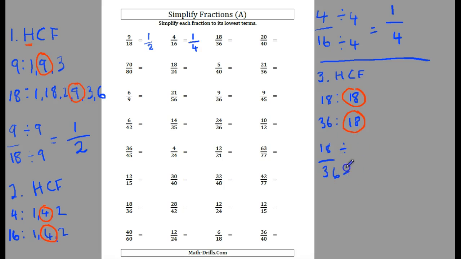divide the numerator and the denominator by that highest common factor. So 18 divided by 18 is 1, and then 36 divided by 18 is 2. Okay, so remember I said before that it was a half. Okay, let's try number 4.